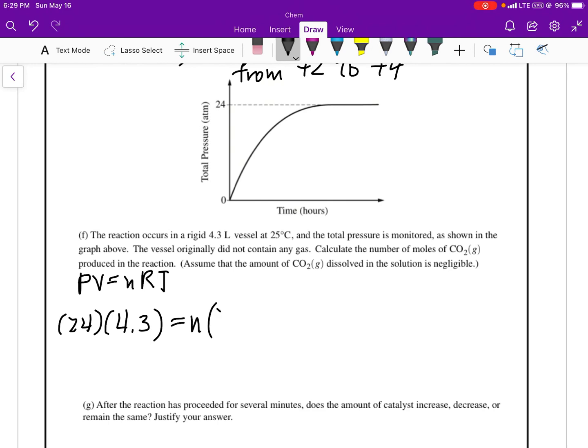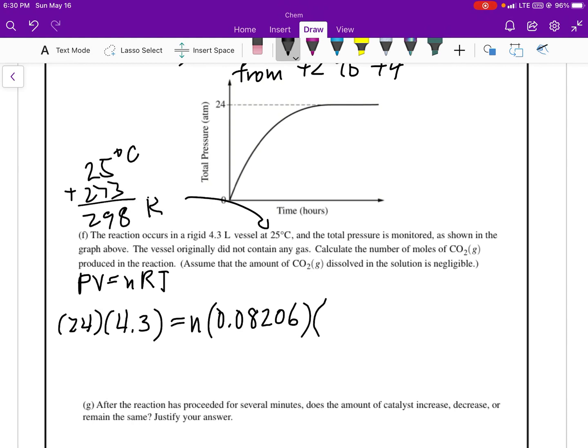R is the ideal gas constant, 0.08206. And the temperature, they gave the temperature 25 degrees Celsius, and you want it in Kelvin. So you add 273 to get 298 Kelvin. Now you solve for n. So plug all of this into your calculator. 24 times 4.3 divided by 0.08206 times 298. So now the number of moles is 4.22 moles of gas.